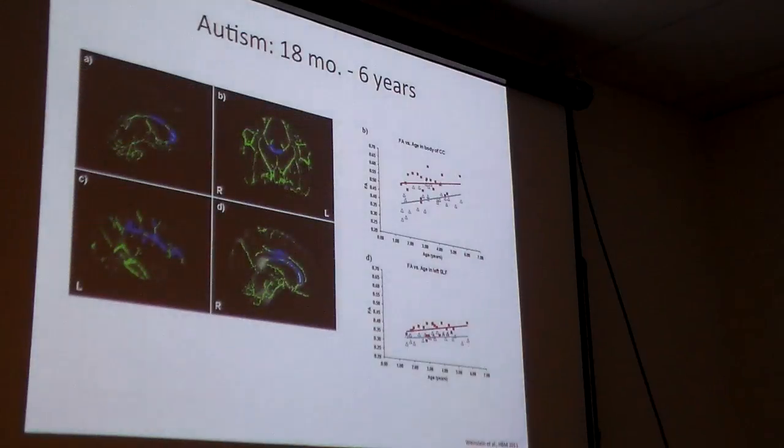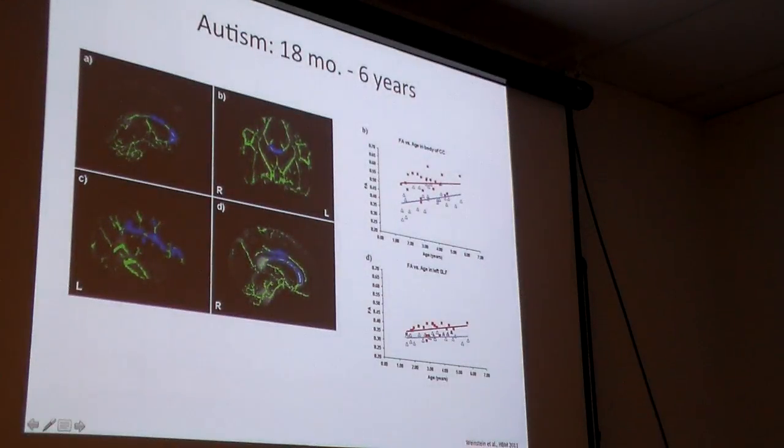And this also lets me show you one more method of analysis. This study looked at 18-month-olds to 6-year-olds. Another commonly used analysis method in diffusion imaging is voxel-based morphometry. In this case, this is TBSS, which is tract-based spatial statistics. The S's always get me. So yeah, tract-based spatial statistics.